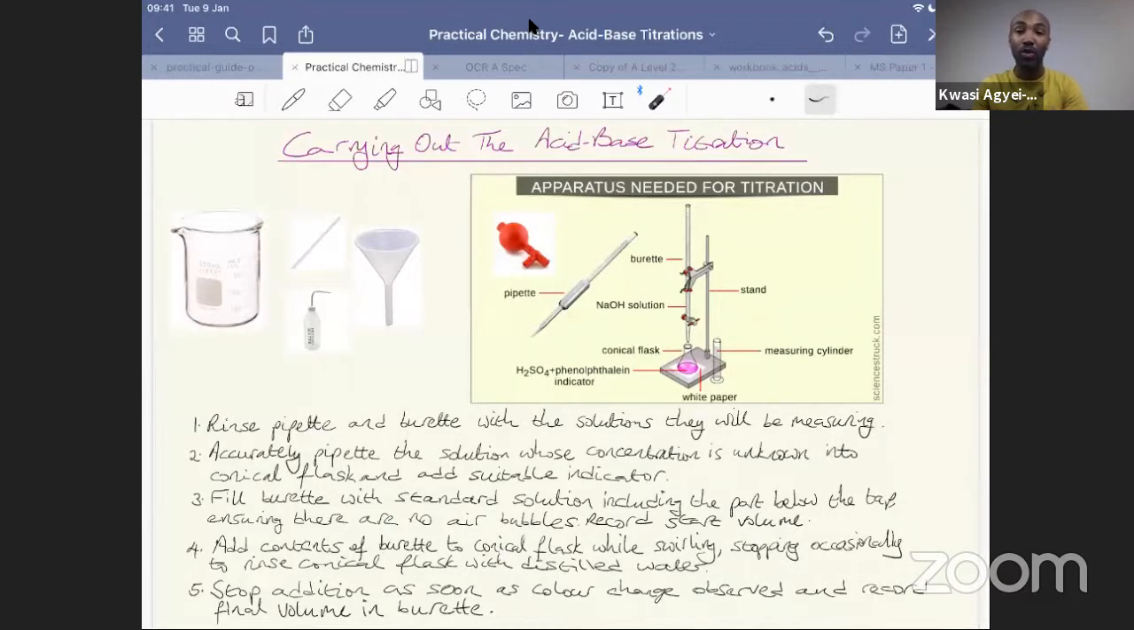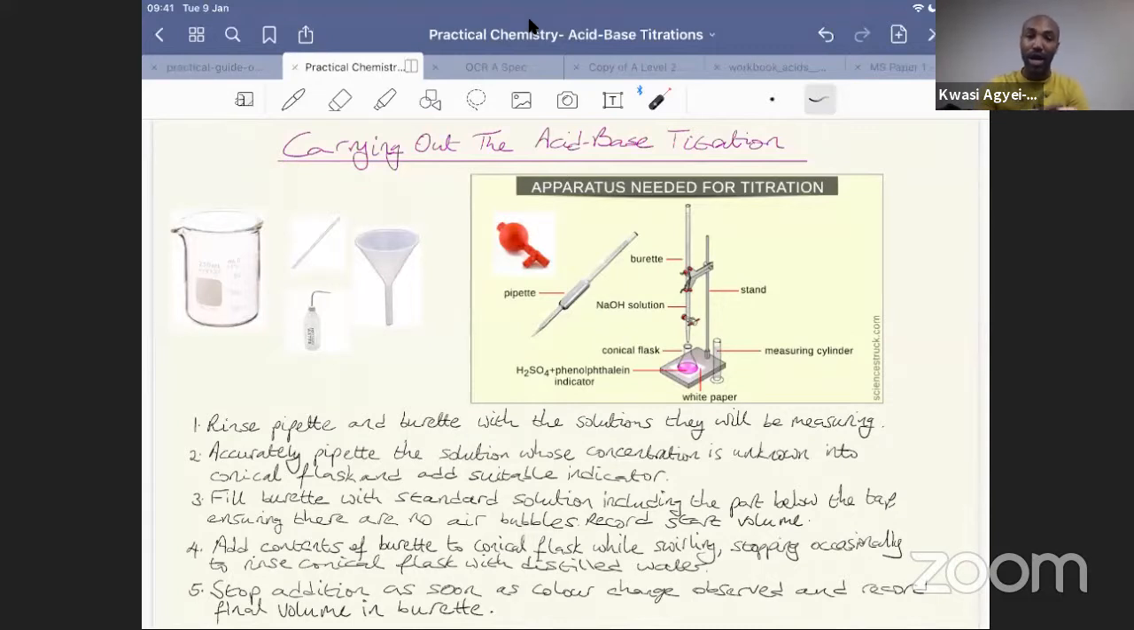Because the burette works by taking 2 readings, an initial volume and a final volume. And when you subtract the initial from the final volume, you have an accurate measurement of how much solution you've actually added or used in your titration.